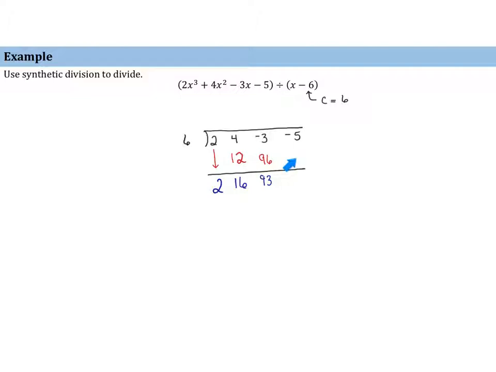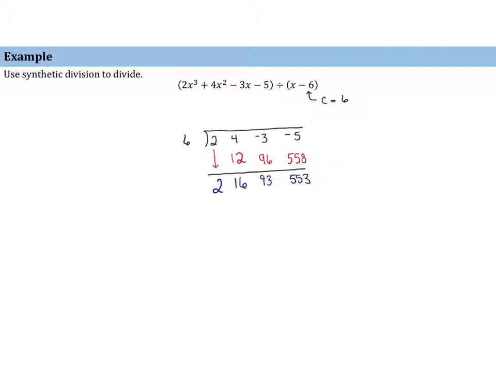Now, we will find the entry in the second row in the last column. And so to obtain the entries in the second row, we will always multiply the value of c times the preceding third row entry. So that will be 6 times 93, and we will obtain 558. So we will place that in the last column. Now, to obtain the entry below that, we go ahead and add. And negative 5 plus 558 is 553.